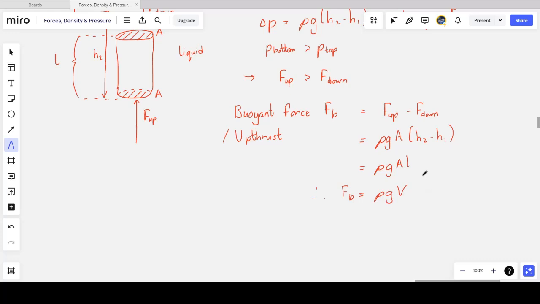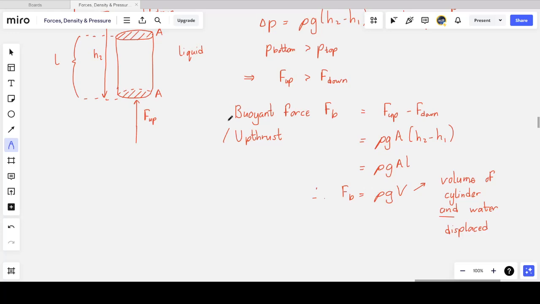GV. The volume here is the volume of the cylinder, its surface area times its length. But what else is this the volume of? It's not just the volume of the cylinder, it's also the volume of the water that is displaced when I put the cylinder into the water. So the volume of the cylinder is the same as the volume of the water that is displaced.